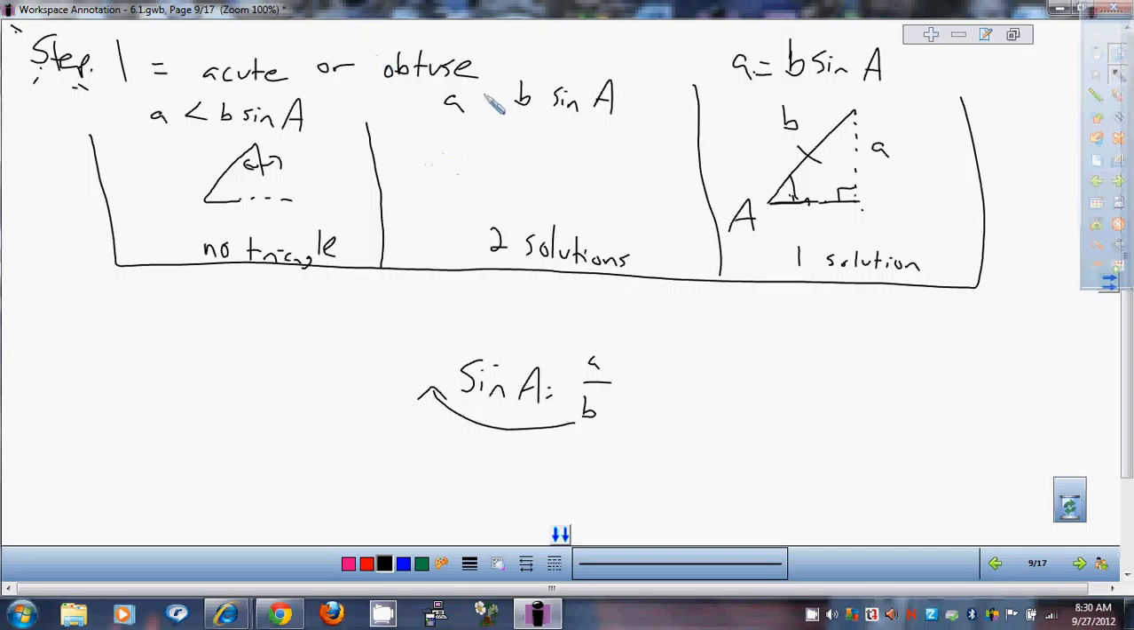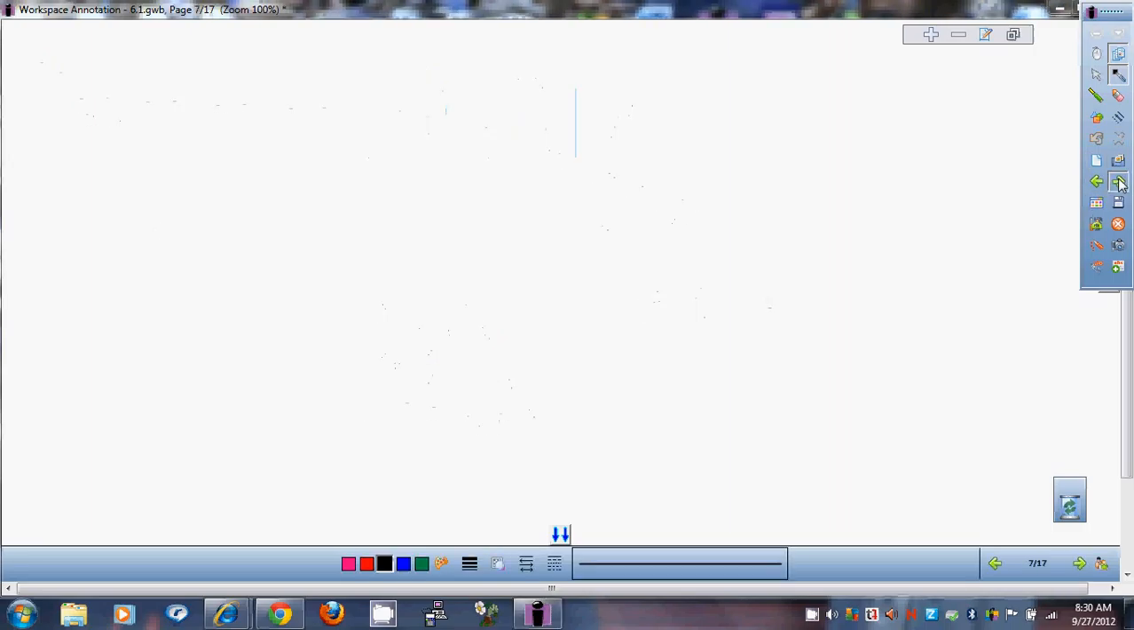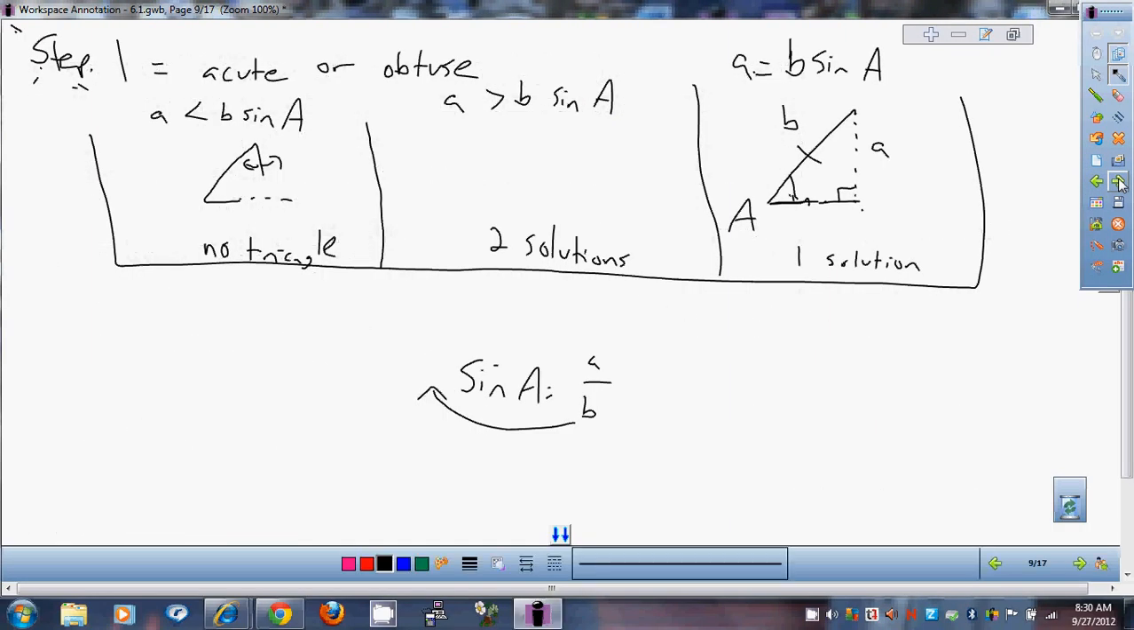Now, if A is greater than B sine A, then you're looking at your DOM scenario. You're looking at one of these, and that's when you're going to have two solutions. If A is greater than B sine A, you have two possible solutions, like it was in the DOM. You could have two possible triangles.